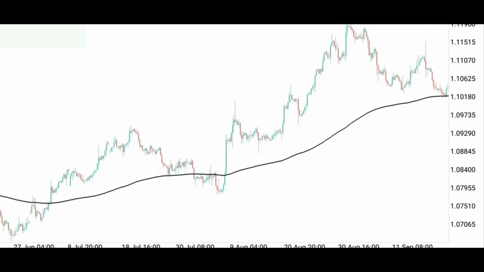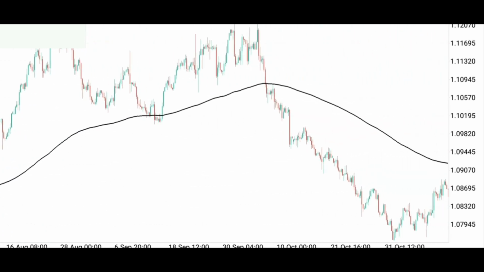And if you swipe again, you can see the moving average is now above the market and the market is below the moving average. Meanwhile, the moving average is sloping downward. So here the moving average is simply telling us that the market is in a downtrend. So we only look for selling opportunities. So that is how you can use moving averages to identify the trend of the market.